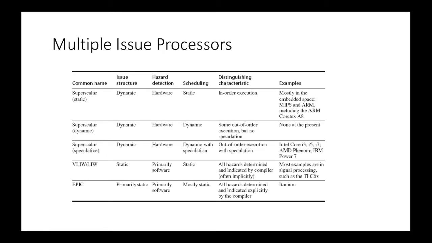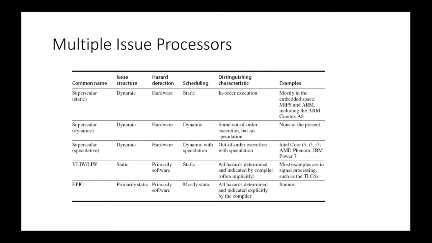This is a quick summary of multiple issue processors. As we discussed, we have superscalar processors and the VLIW processors. Superscalar processors are a hardware approach: hardware complex, software simple. Exact opposite for VLIW. The compiler gets complicated, but the hardware gets simple. But the idea is the same. They issue a varying number of instructions per clock cycle.